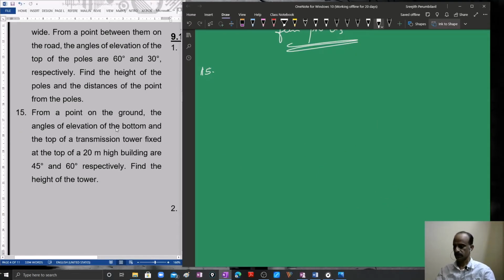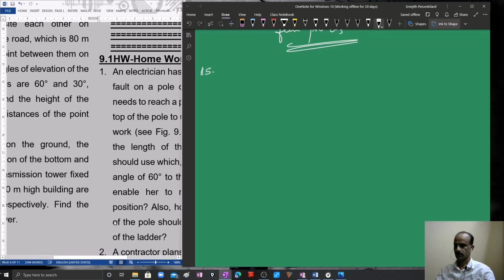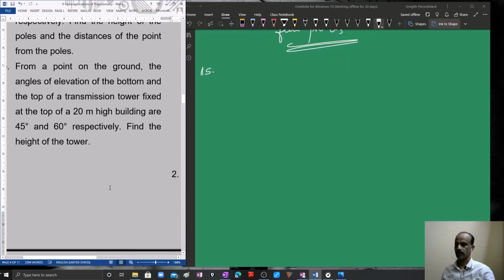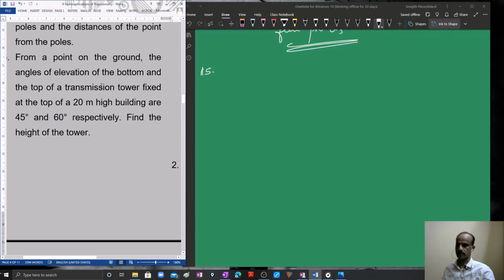From a point on the ground, the angles of elevation of the bottom and top of a transmission tower fixed at the top of a 20 meter high building are 45 and 60 degrees respectively. Find the height of the tower.